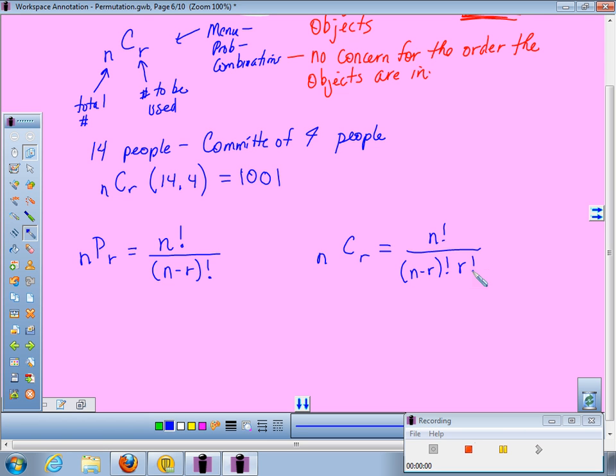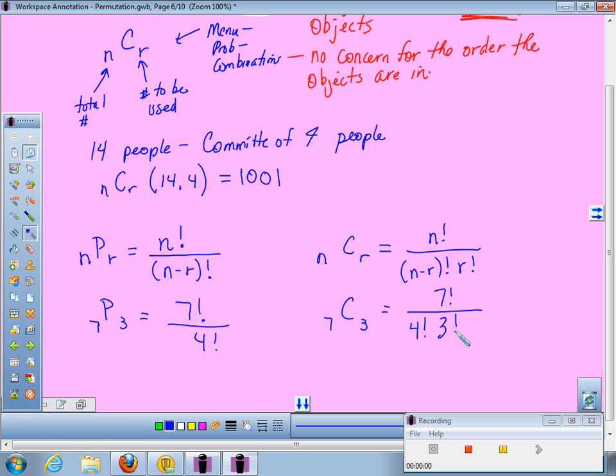If I did 7P3 versus 7C3, what's the difference in how it calculates? What's it going to put on top? 7 factorial. Then it's going to subtract the two numbers and divide by 4 factorial. That's what it's doing. When it does 7C3, it does the 7 factorial, it subtracts them and gets 4, but it also takes the 3 that you have there and does that factorial.